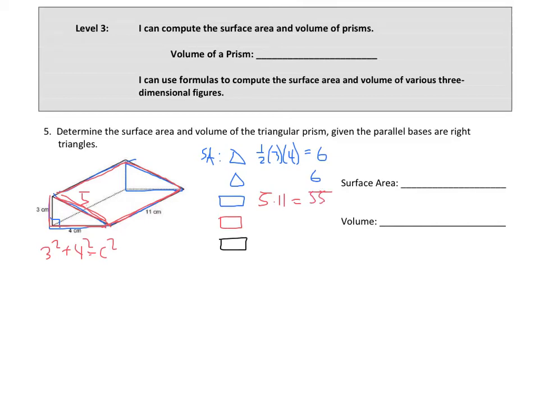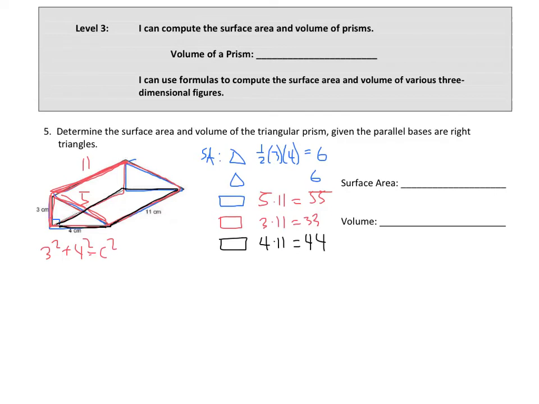Next, I'm going to do this back rectangle, which is 3 by the height of the figure, which is 11. 3 times 11 is 33. And lastly, I need to do the bottom rectangle, which is 4 times 11.